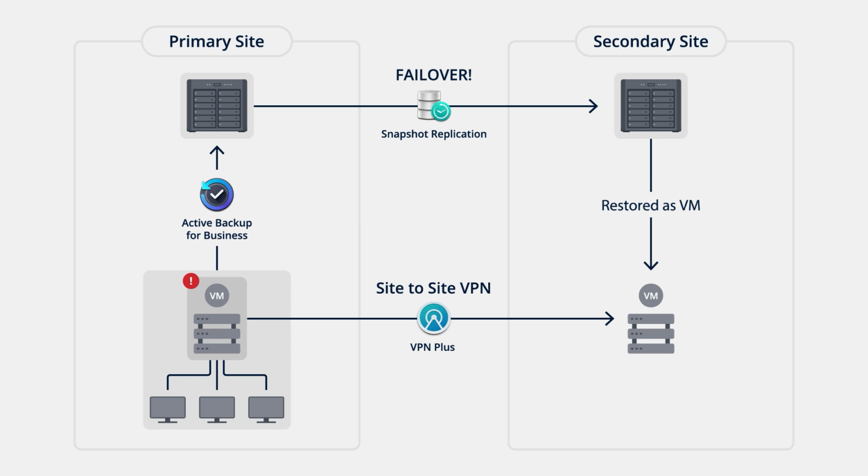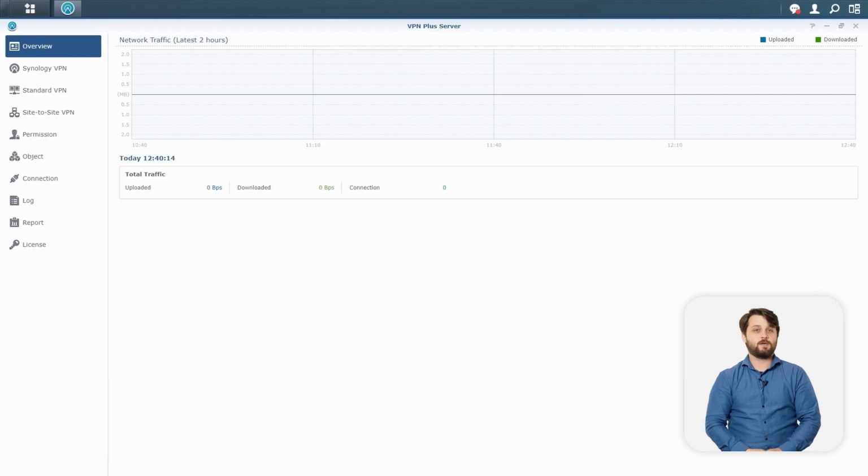So let's go ahead and check this out in action. We're going to use all of these different applications in unison to establish a secure connection to off-site resources. So here we are in Synology Router Manager, SRM, and we have our VPN Plus server open, and we have our admin console ready to go.